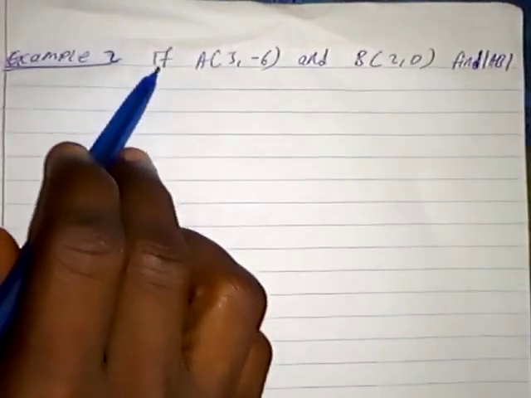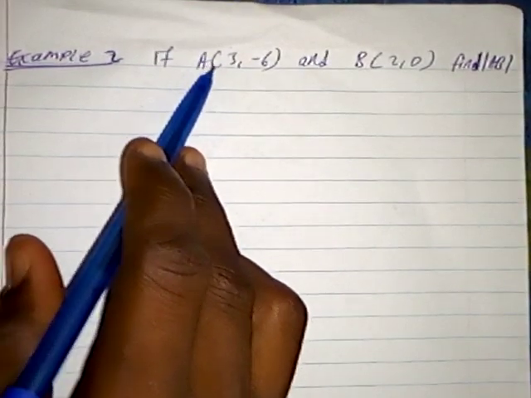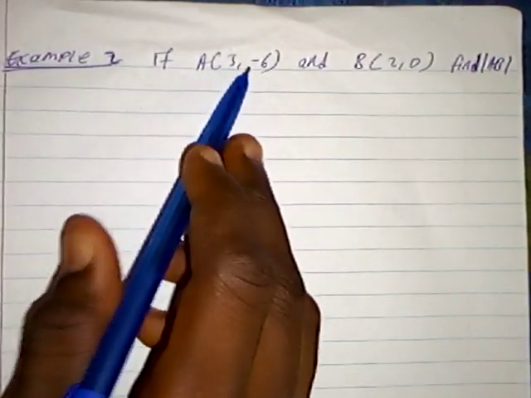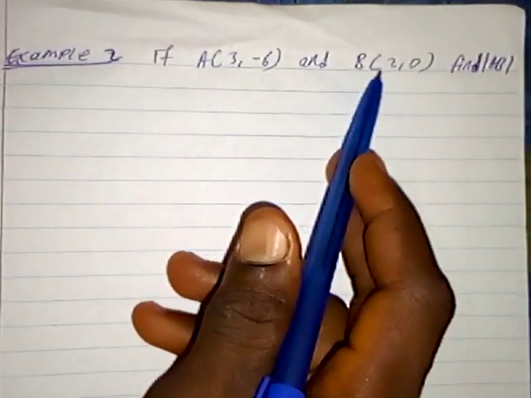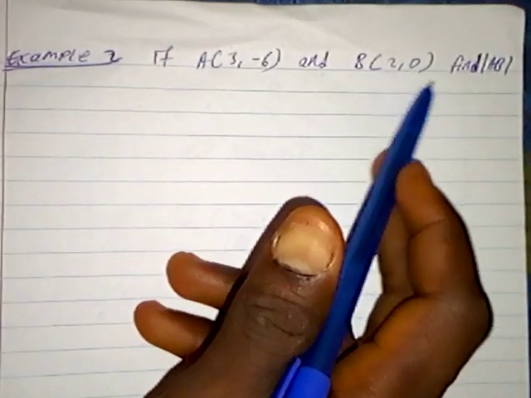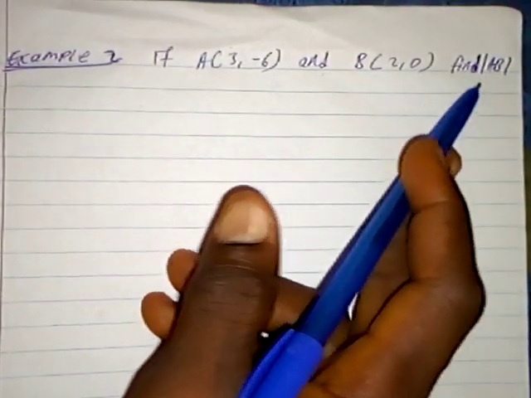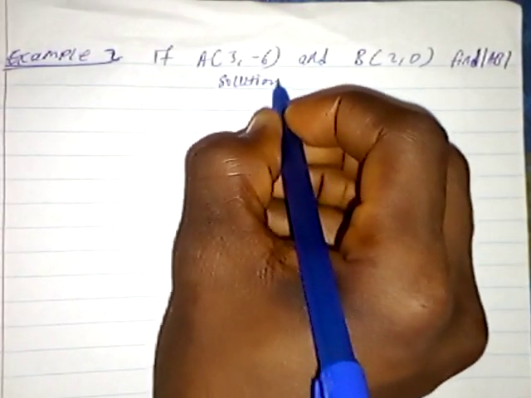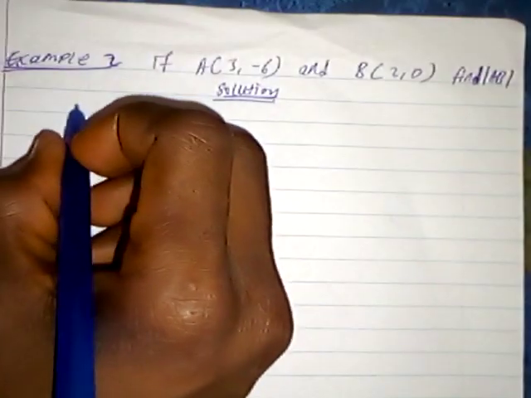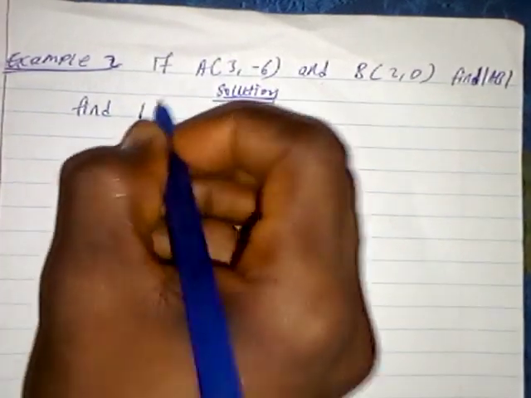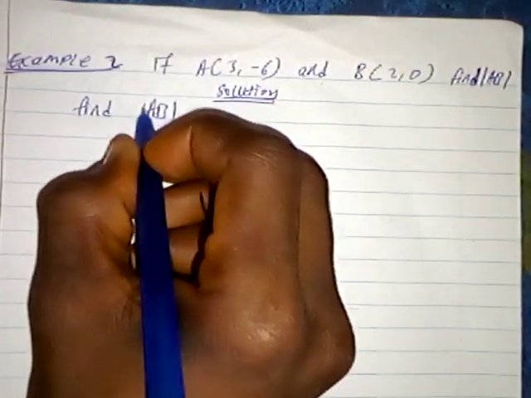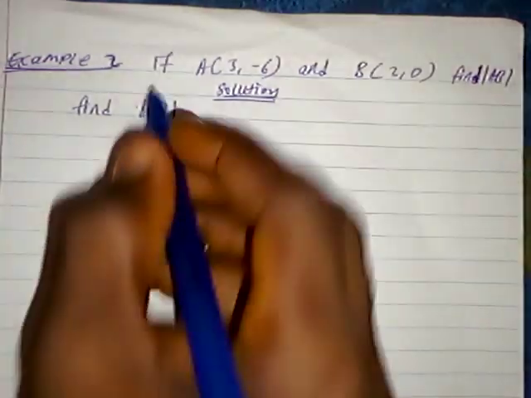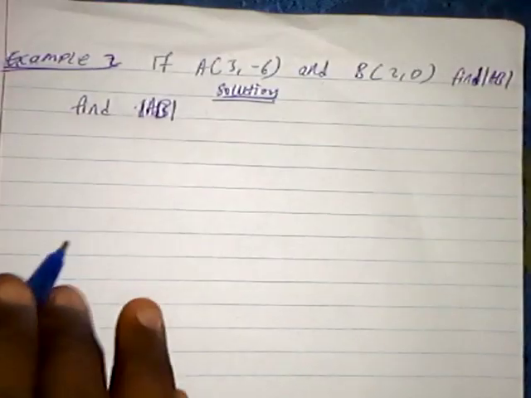It says if the coordinates of A are what? 3 and minus 6, and the coordinates of B are what? 2 and 0. Find line AB. We say solution. They ask us to find line AB. Do you see? So this means find line AB.